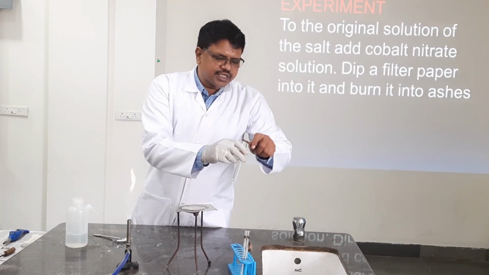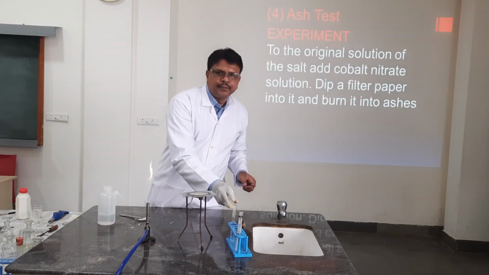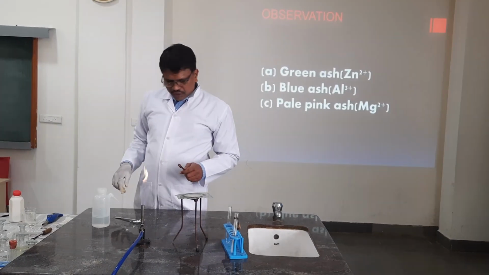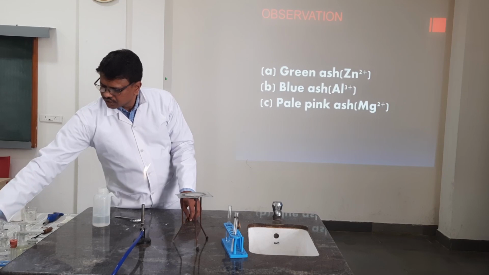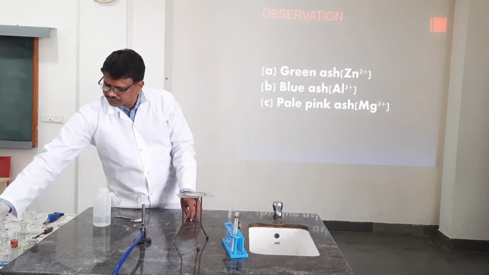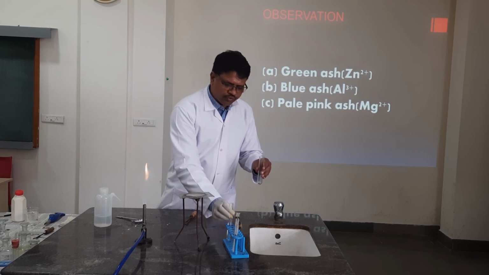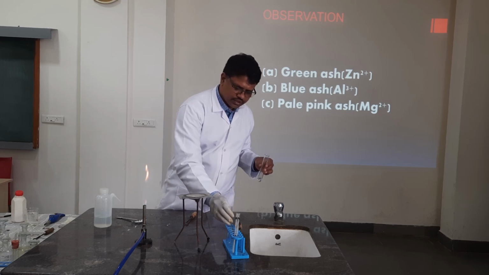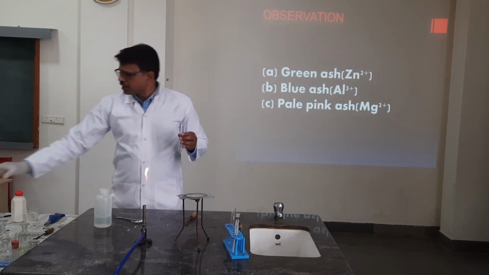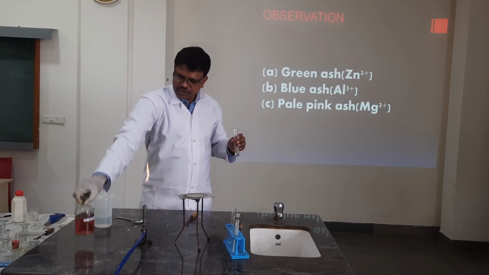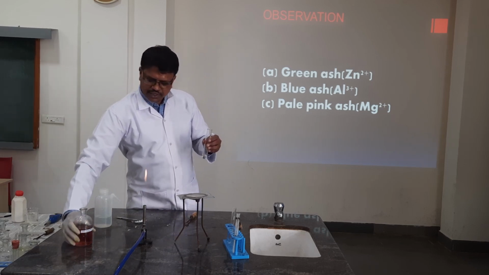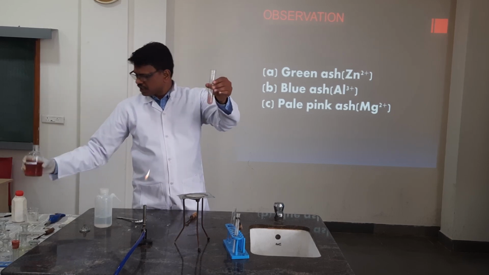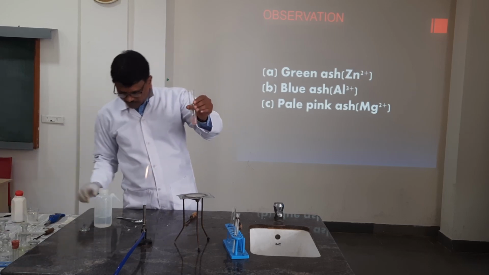Okay. For which ions is the ash test done? This is done for magnesium, zinc and aluminium. How to do this ash test? From this OS, a little amount of OS is taken in a boiling test tube. To this I am going to add cobalt nitrate. This is cobalt nitrate solution, added to the original solution.